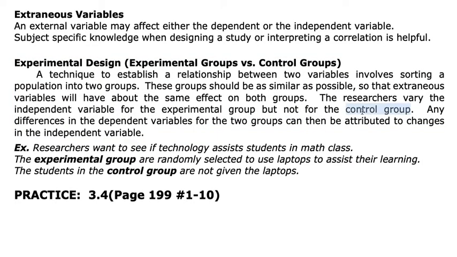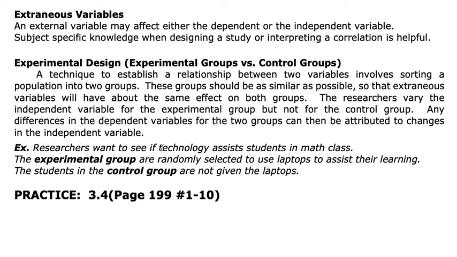So there's the control group, in which no change occurs, and the experimental group in which some change has occurred. And that can be anything that the scientists are researching. Any differences in the dependent variables for the two groups can then be attributed to changes in the independent variable, whatever change was made to that experimental group.